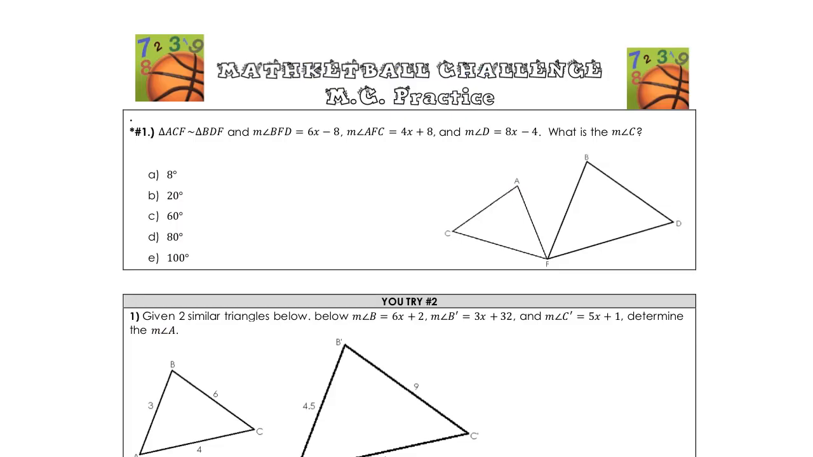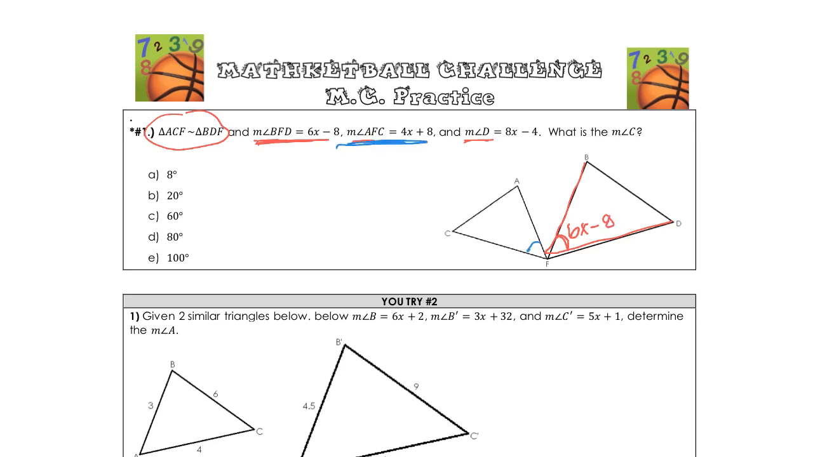Last part of class today. On the next page, we're going to do one more type of problem. And again, we're going to talk about similar triangles, and we're going to specifically talk about angles this time. So I'm going to label the angles. BFD, 6x minus 8. B to F to D. So remember that middle letter is the vertex where the angle is, so F. So that's 6x minus 8.